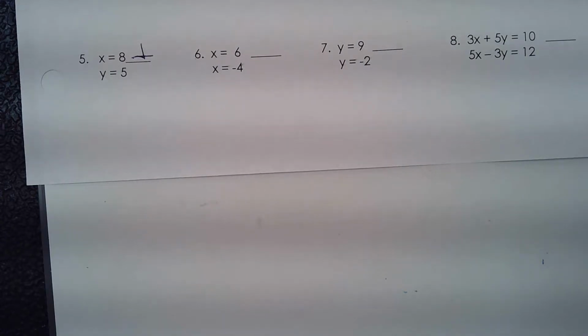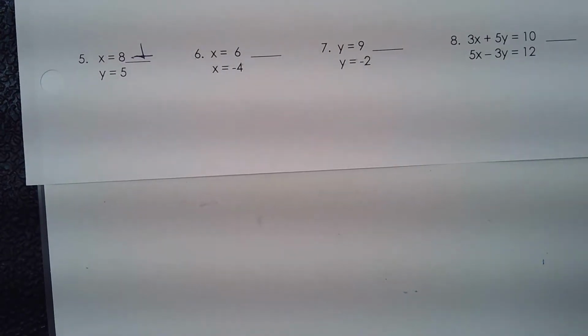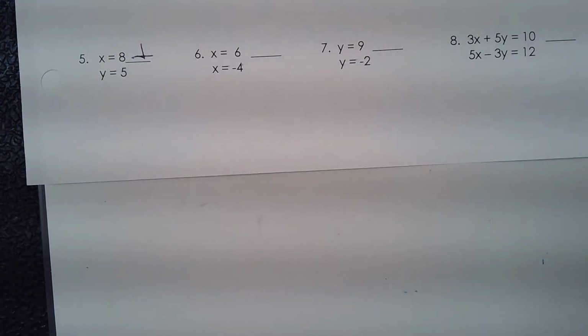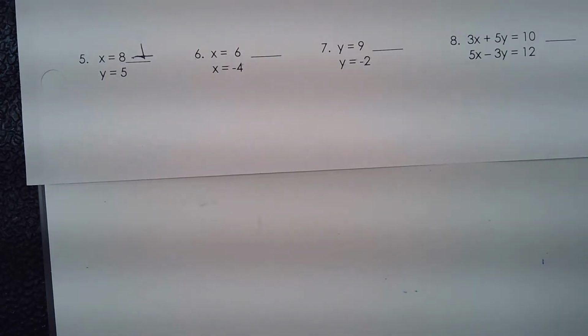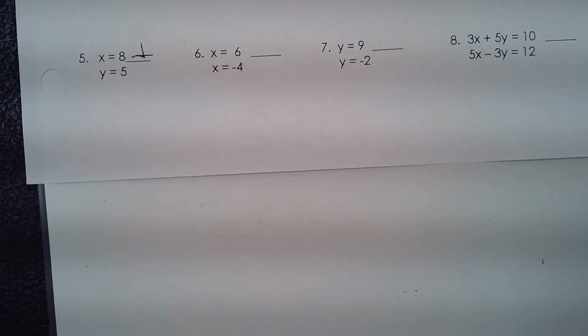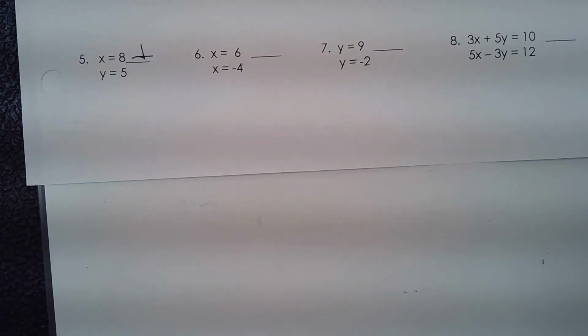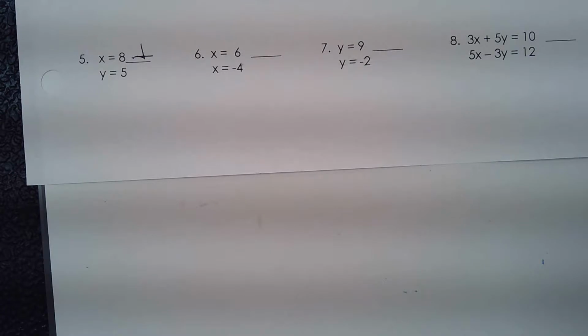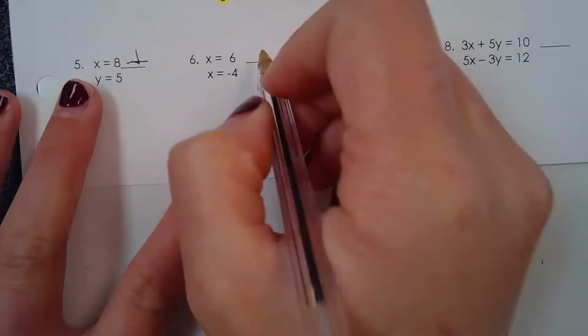If you have x equals 6, what does that look like? X equals some number. Is it horizontal or vertical? It's vertical. So we got one of these, yeah? Then you've got x equals -4. So is that horizontal or vertical? So we got another one of these. So what are they going to be? Parallel.